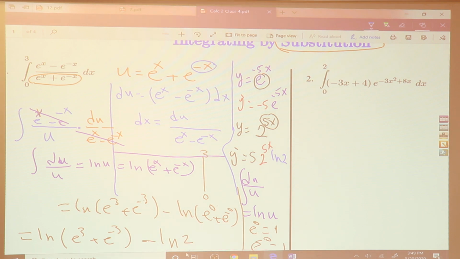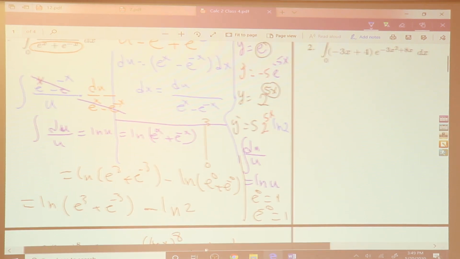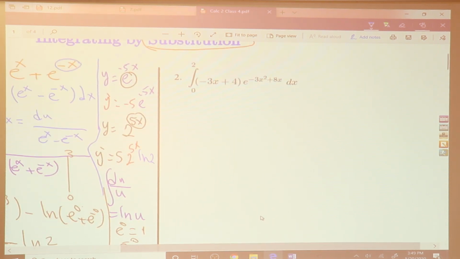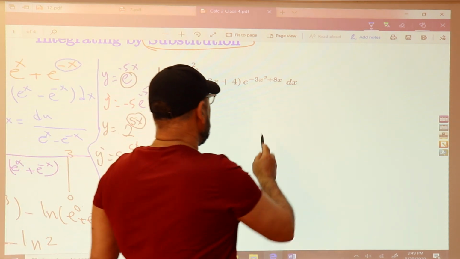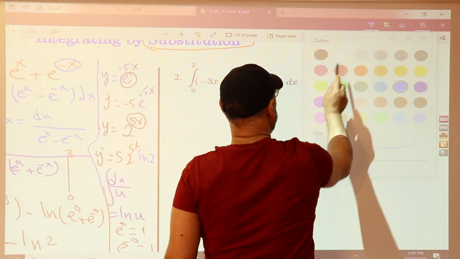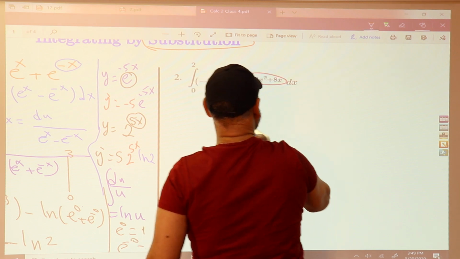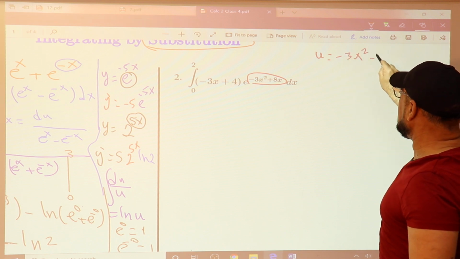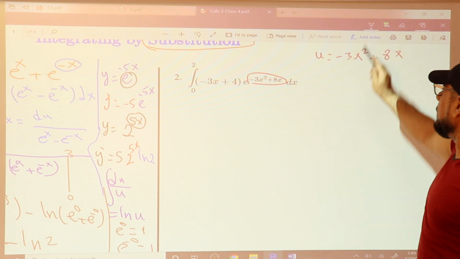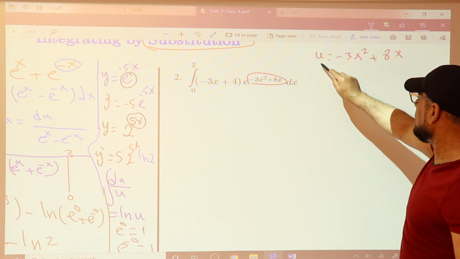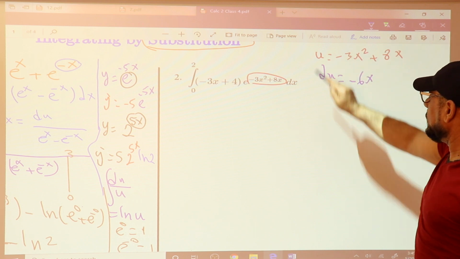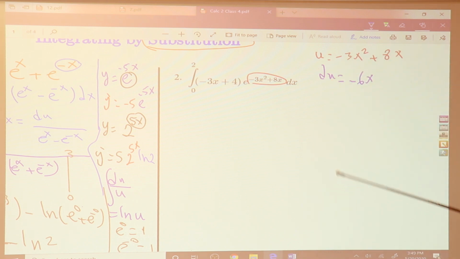I meant to mix some definite and indefinite integration for you guys. Here this is easy, right guys? All we have to do is take this guy equal to u. u equals negative 3x squared plus 8x. Then du is what, guys? du equals negative 6x plus 8. Let us derive it: negative 3 times 2, negative 6x, plus 8.